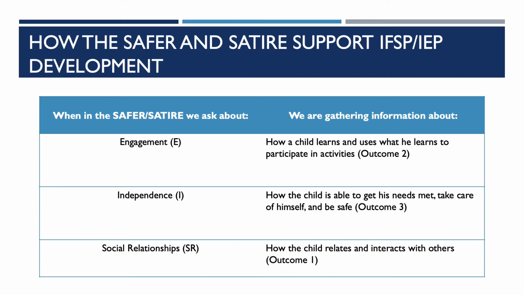The types of questions asked about engagement is directly related to gathering information about outcome 2, since we are asking about how a child learns and uses what he learns to be able to successfully participate in activities. The types of questions asked about independence is gathering information directly related to outcome 3, how the child is able to get his needs met, take care of himself, and remain safe. The types of questions asked about social relationships is directly related to outcome 1, how the child relates and interacts with people around him. So if we are asking rich questions about engagement, independence, and social relationships during a family or caregiver interview for each routine and activity, then we will have quality information to age anchor and complete an accurate assessment summary for each child.